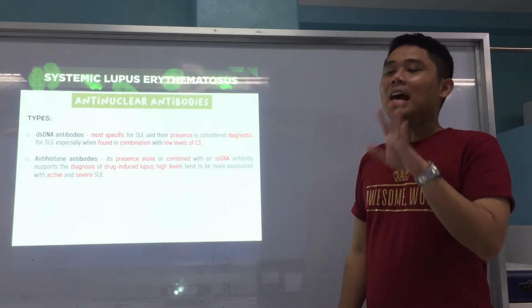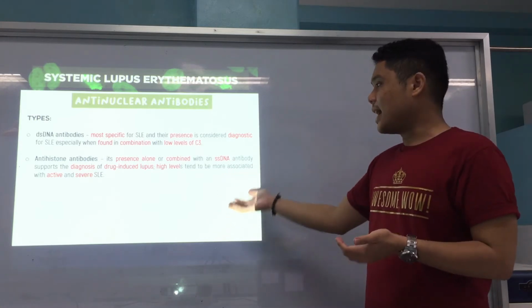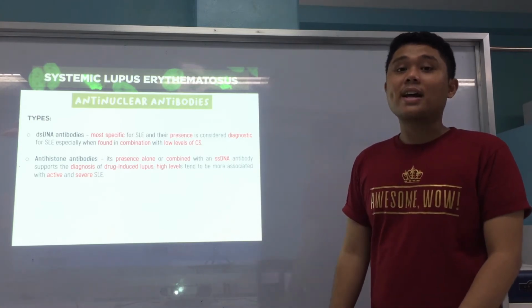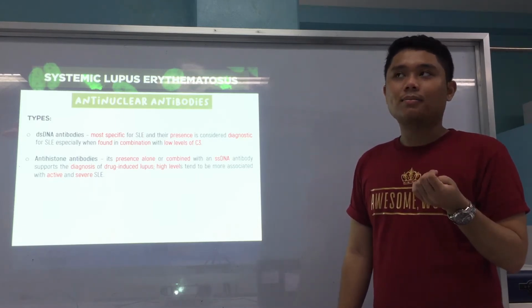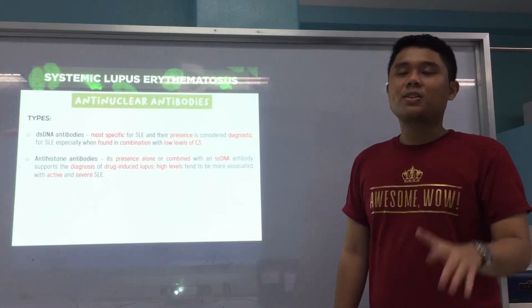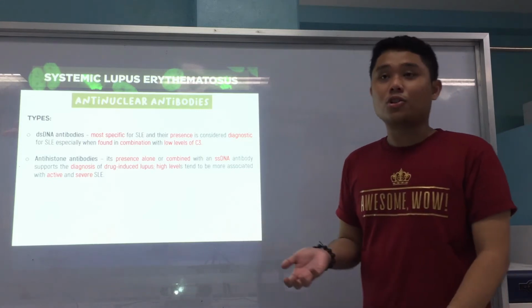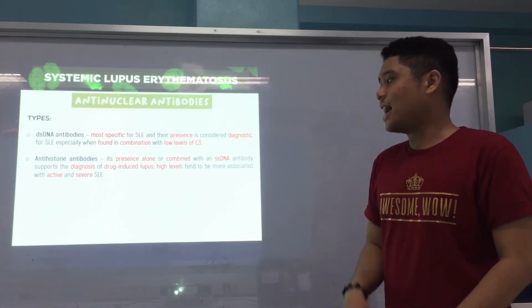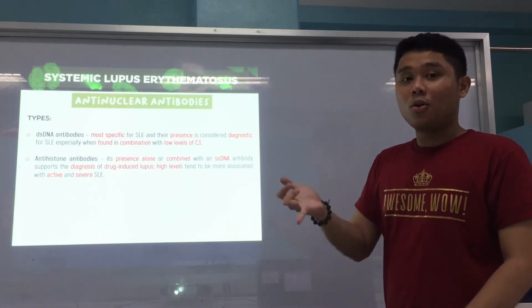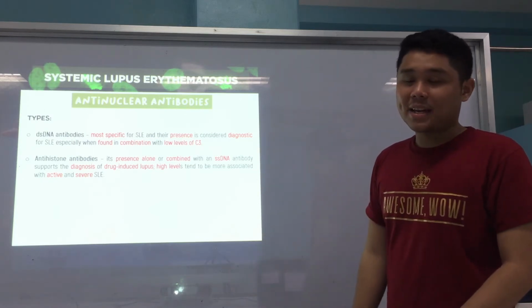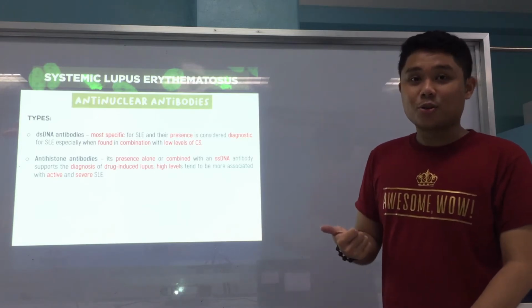ssDNA, single-stranded DNA. So its presence alone, if anti-histone antibody is seen, or together with ssDNA antibody, it supports the diagnosis of drug-induced lupus. There have been a lot of drugs, procainamide, isoniazid, and other drugs that could lead the patient to, or can cause, SLE. So the presence of anti-histone antibodies and/or ssDNA antibody leads to the diagnosis of drug-induced lupus.